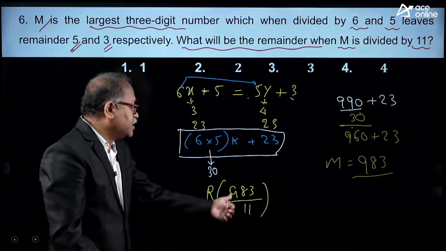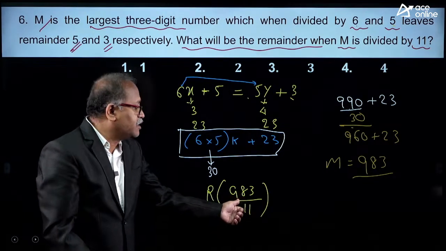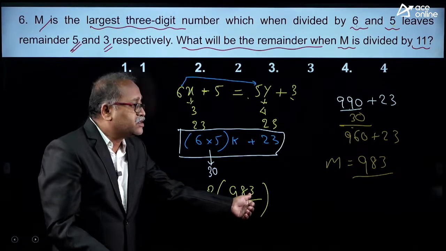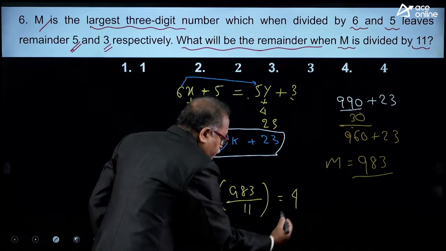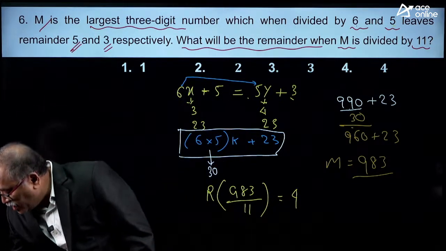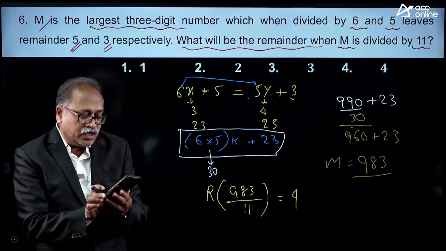Come on, my friends. I can notice that 88 times 10 is 980, that is 9 times. I am getting the remainder as 4. Remainder as 4. Okay, okay.